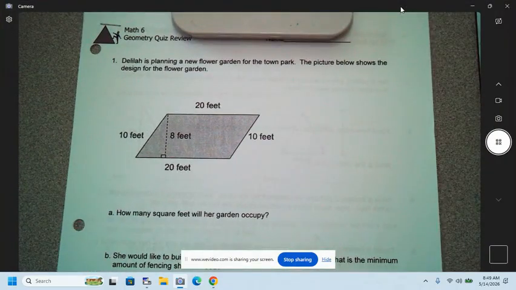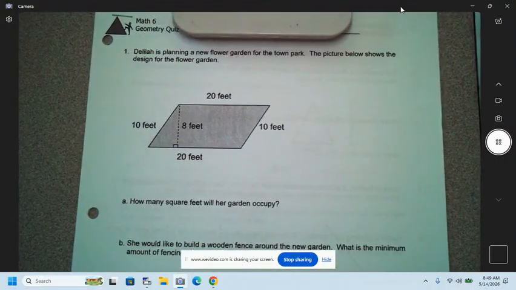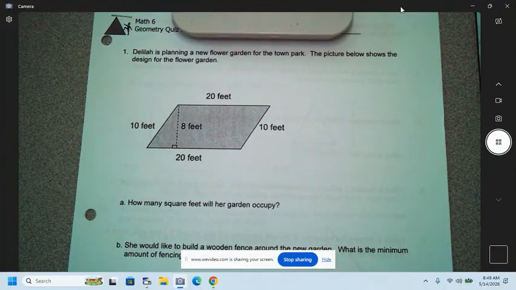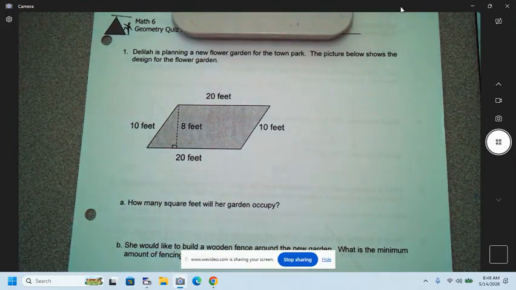All right, this is the video answer key for the geometry quiz review. Number one, Delilah is planning a new flower garden for the town park. The picture below shows the design for the flower garden. So here it is. It's just sort of explaining what's going on.